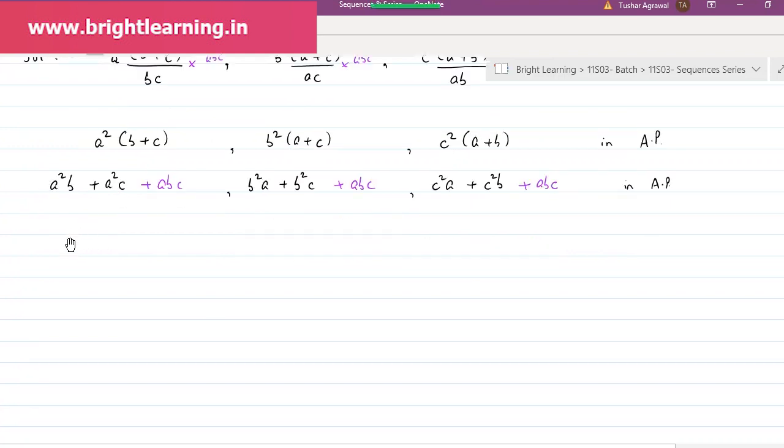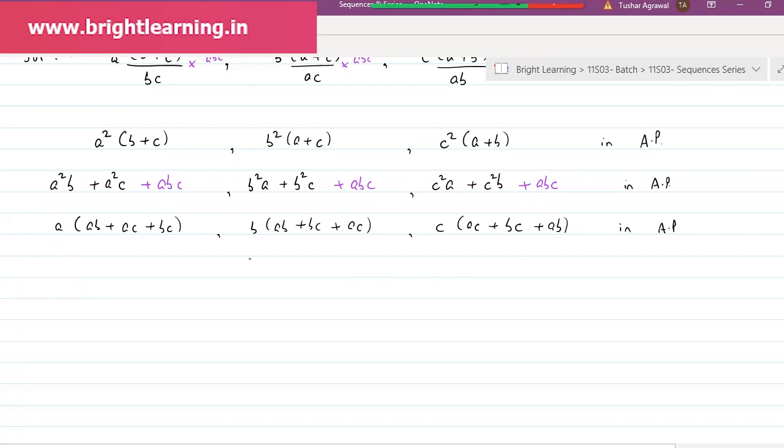So what actually is the first term, sir? A common, AB plus AC plus BC. B common, AB plus BC plus AC. Yes, C is common, AC plus BC plus AB. This is in AP. And when this is in AP, you can just cancel out AB plus BC plus AC from all three. So what remains is A, B, C in AP.